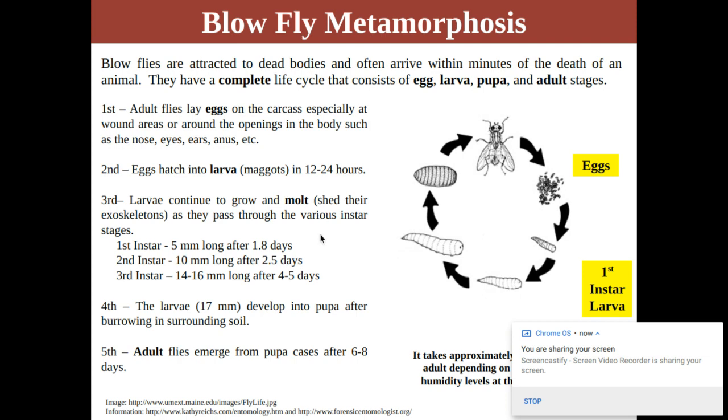And then the larvae have 3 different stages. They continue to grow and molt, or shed their exoskeletons, as they pass through the various instar stages. And this is just the different stages in which the larva grows. It starts out small, gets a little bigger, and then a little bigger. When it's at its largest size, between 14 and 16 millimeters long, you can know that the body has possibly been there between 4 and 5 days.